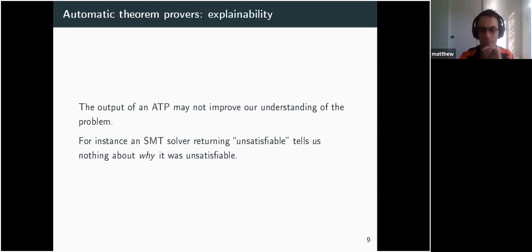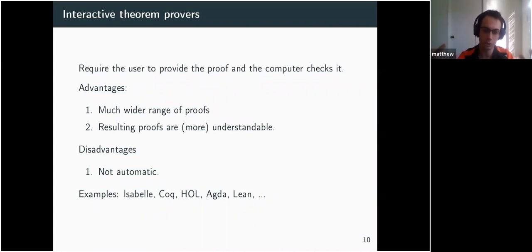So what if we're trying to solve problems that require insight? What if we're on the other end of this spectrum? Well, in this case, what we usually do is resort to interactive theorem provers. The core concept of an interactive theorem prover is that you, the user, provide the proof and the computer checks it. The computer is not responsible for proving the property, you are, and the computer will check that each of your steps is valid and you haven't made any mistakes. The advantage is that you have a much wider range of proofs, and the proofs you get, because they've been written by a human, are usually human readable, so you can look at the proof and get insight into why the thing is true.